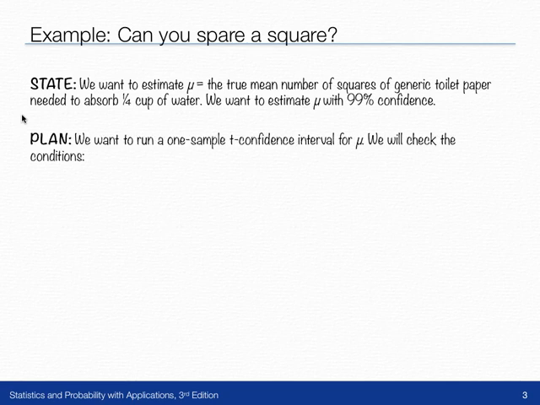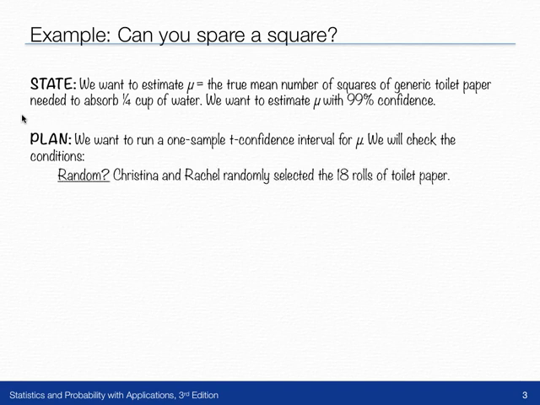Now we're going to plan. We want to run a 1-sample t confidence interval for mu, but first we have to check the conditions. There are 2 of them. The first was: was this selected in a random way? Christina and Rachel, it does say randomly selected the 18 rolls of toilet paper. So we're good with that one.